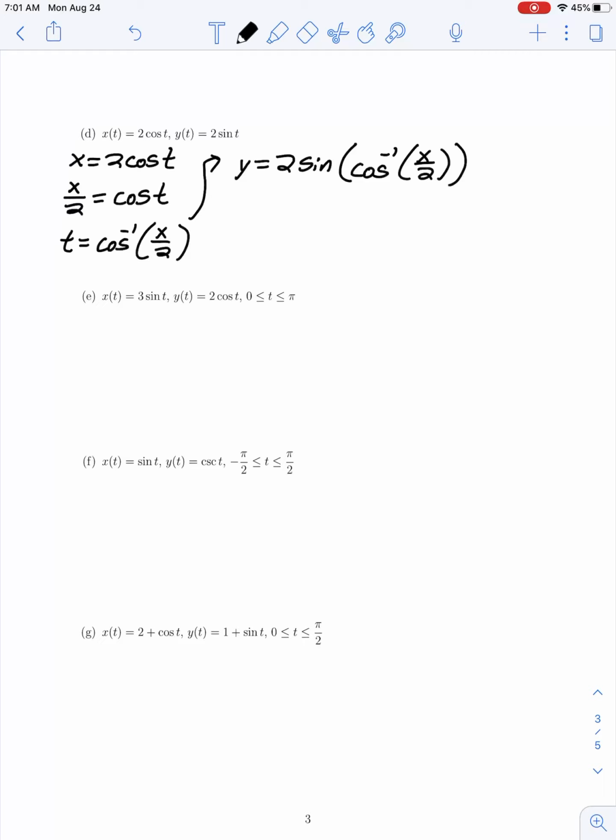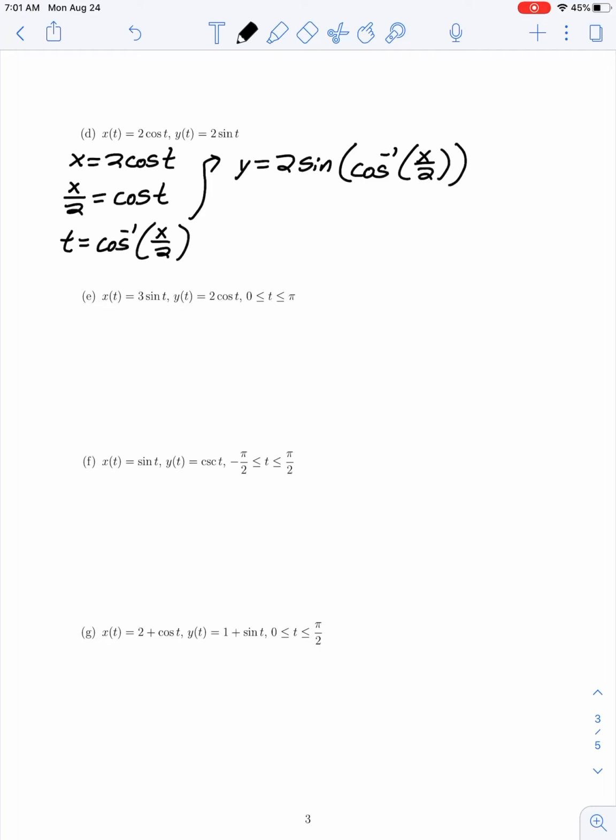But then the question is, well, what does this graph look like? Well, we have no idea. Certainly, we're not familiar with the graph of sine of arc cosine of x over 2. So this example illustrates that solving for t explicitly and then substituting into another equation may not always be the best approach. So let's think about another way that we could describe the curve given by these parametric equations.